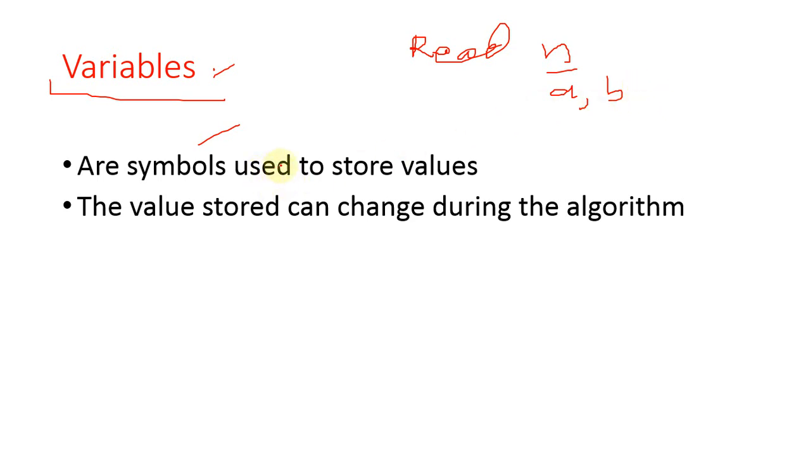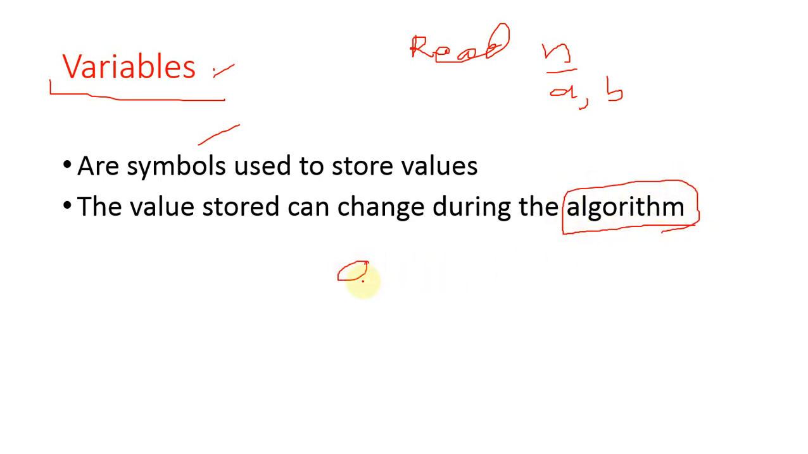In order to find the area of a triangle, probably you are going to input a, b, c. So for some programs or solutions of some problems, we need to input some values. We have to input the values in terms of symbols or variables. In programming, it is called a variable or variables. The value stored can change during the algorithm or during execution.